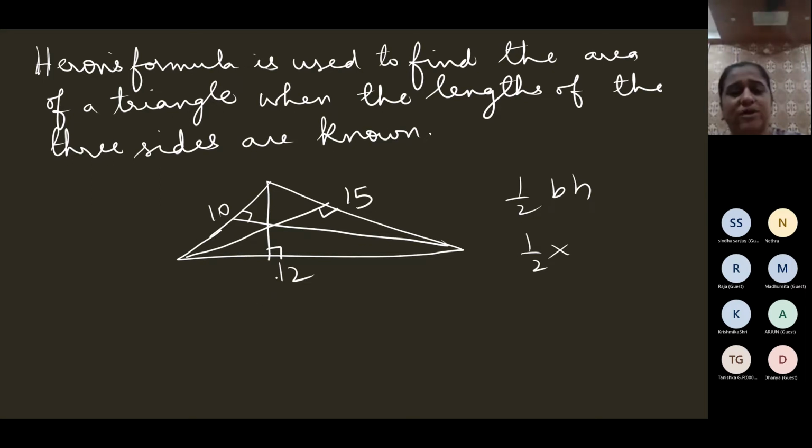See, every side has a corresponding altitude, right? Every side has a corresponding altitude. If you take 10 as the base, you must know the length of the corresponding altitude, this one. If you use 12 as the base, you should know the length of the corresponding altitude, this one. If you take 15 as the base, you should know the length of the corresponding altitude, this one.